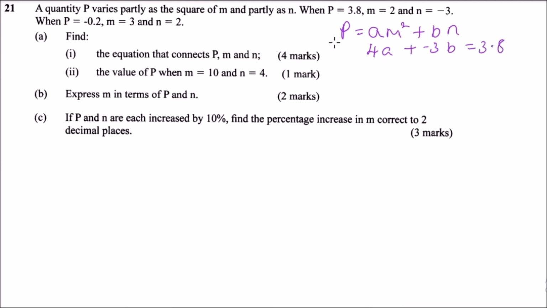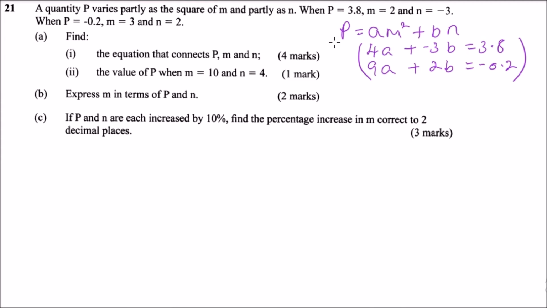Alright, we come to this other one. When m is 3, so we square, it is 3 squared, 9a. Then we have plus, n is 2, so we multiply 2 by b is equals to the value of P, which is minus 0.2. So these are simultaneous equations which we can solve using either substitution or elimination method, but the best method is elimination.